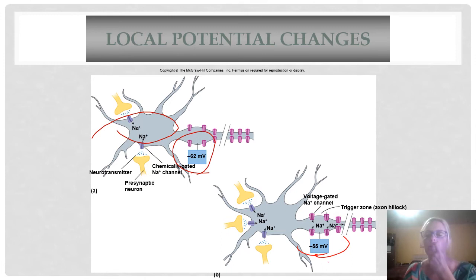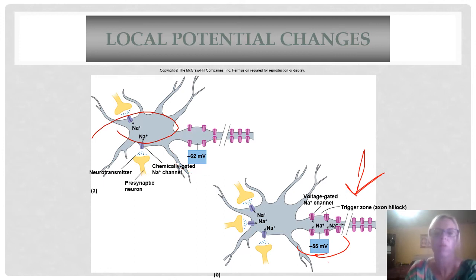Oh, -55, okay. And so again, remember the axon hillock is where the trigger zone is, where those changes occur. When enough sodium ions enter, okay, the charge is going to continue to change enough until it finally gets to -55 millivolts. And it's going to reach that threshold amount at -55.